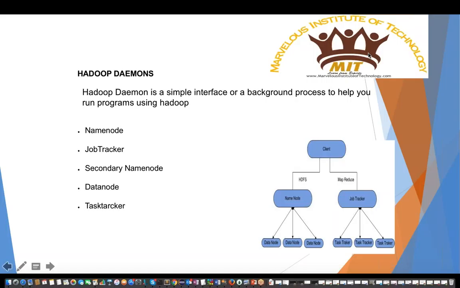So there will be some time delay in making your cluster up and running because of the edit log and fsimage. To avoid this drawback, or this time delay, we have introduced a secondary name node. We will see this secondary name node in detail on the slide, and how we avoid the delay using it.